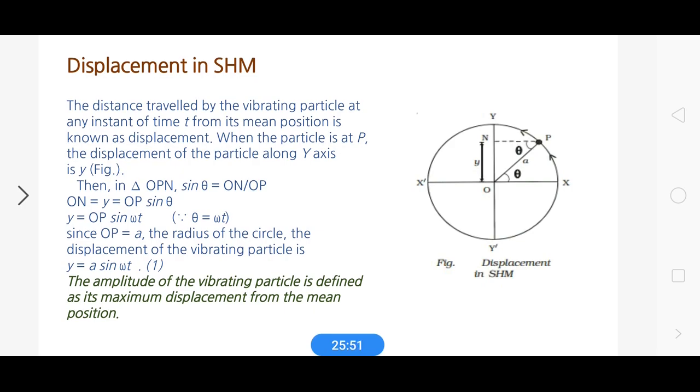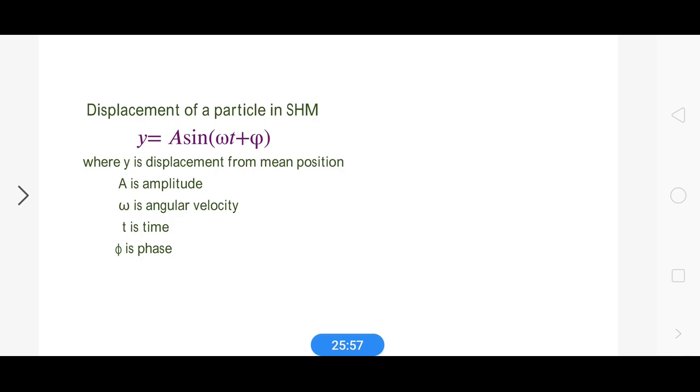If we consider the initial position of the particle, then the displacement of the particle in SHM is y is equal to a sine omega t plus phi. Suppose omega t plus phi is equal to 0. Then sine 0 is equal to 0, so y is equal to a into 0. The displacement is 0. When omega t plus phi is equal to 0, the displacement is equal to 0, which means the particle is in the mean position.